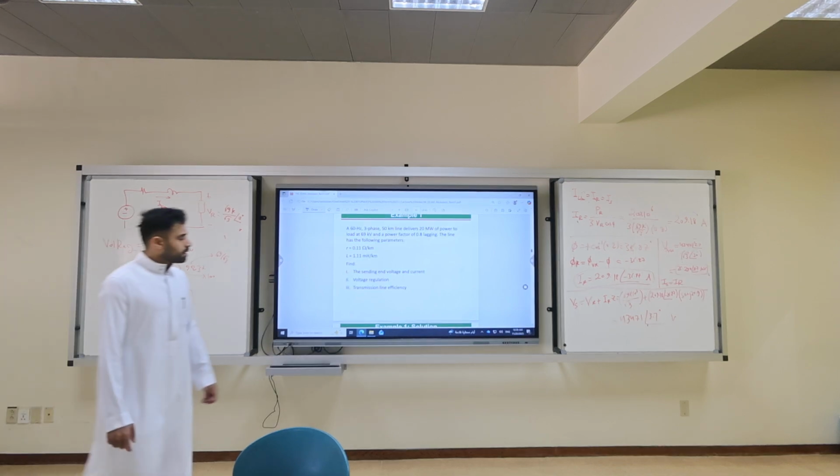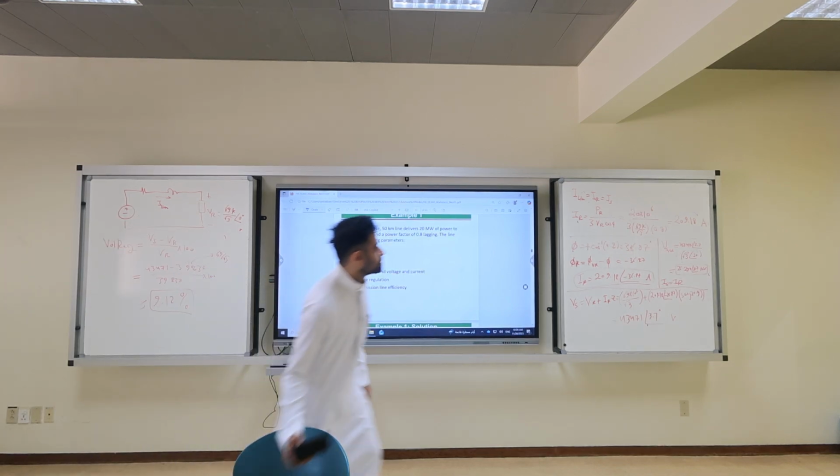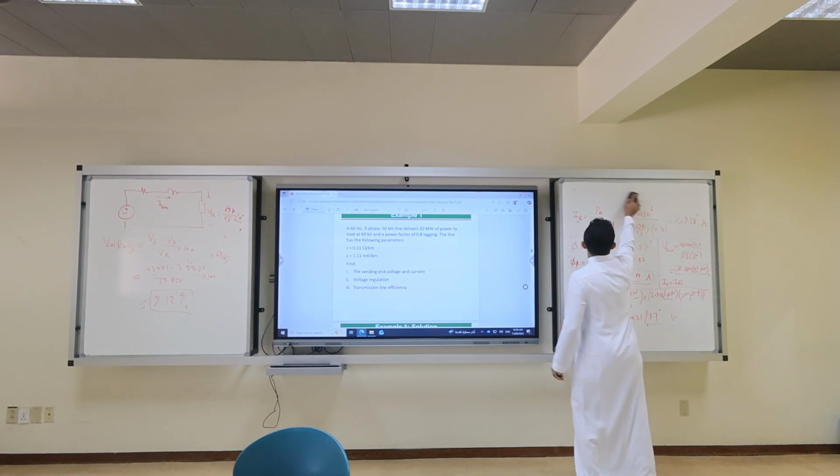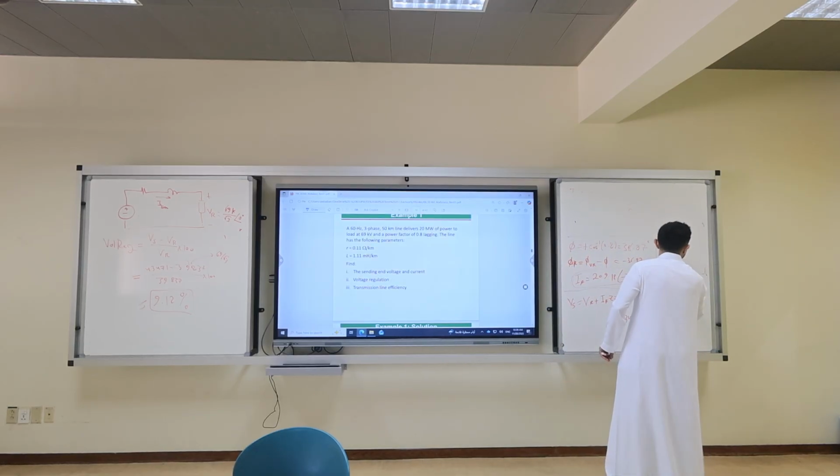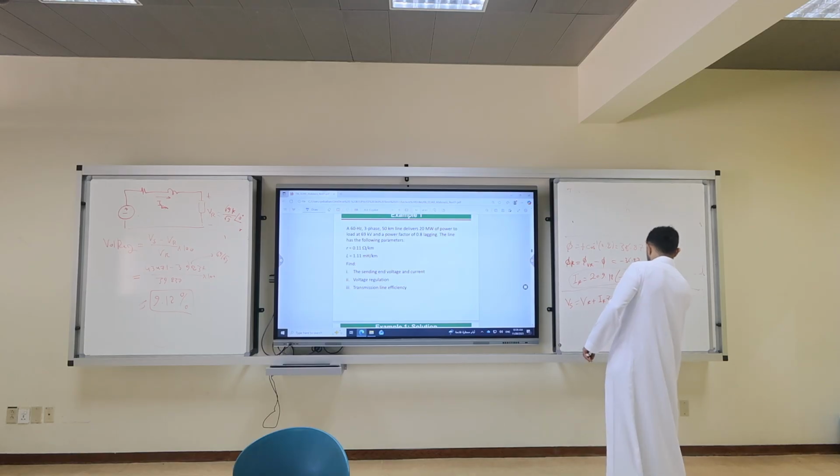What else do we need to calculate? Transmission line efficiency. So we already have PR, right? So I just need to calculate PS.